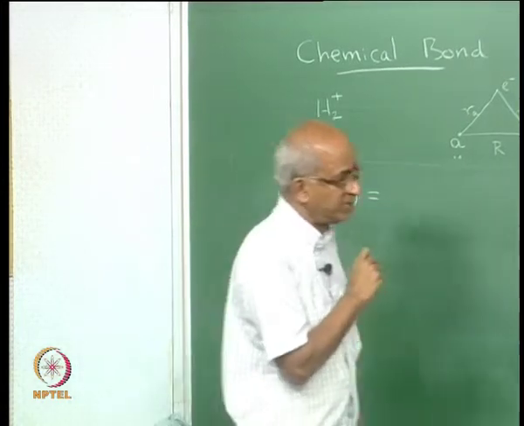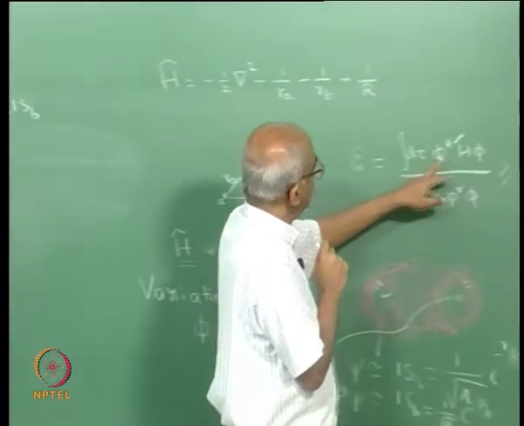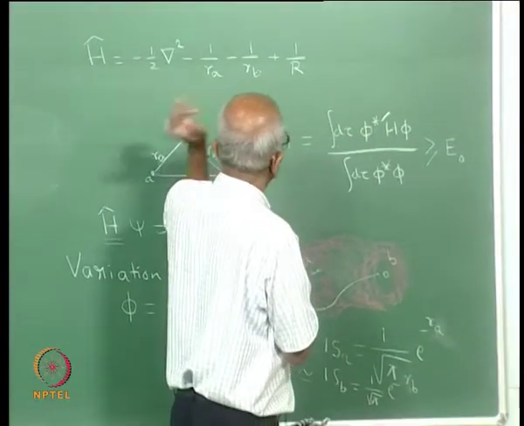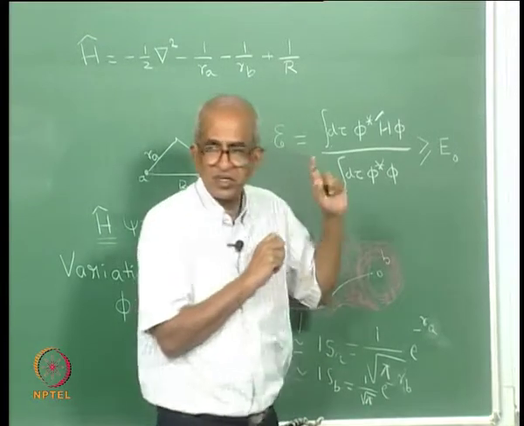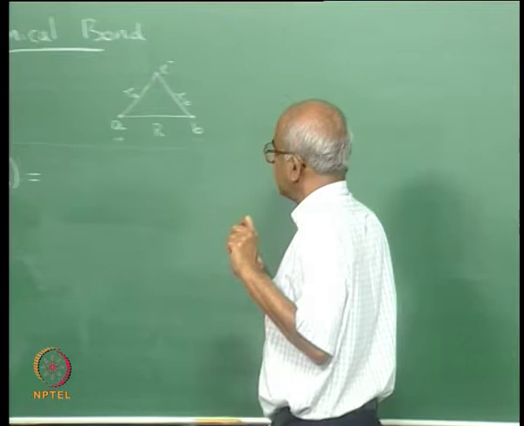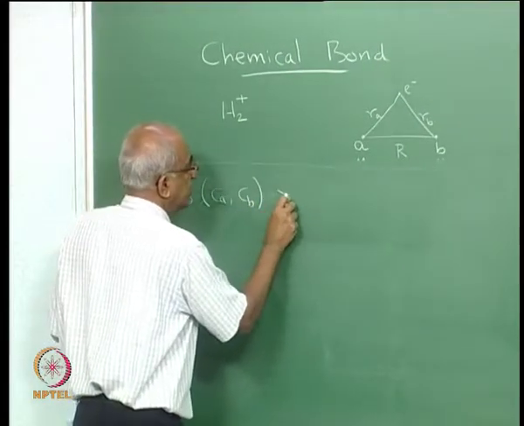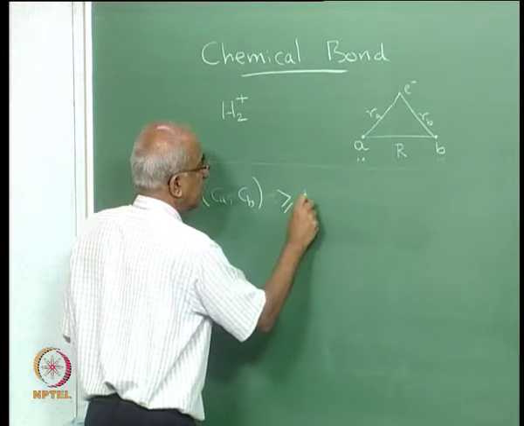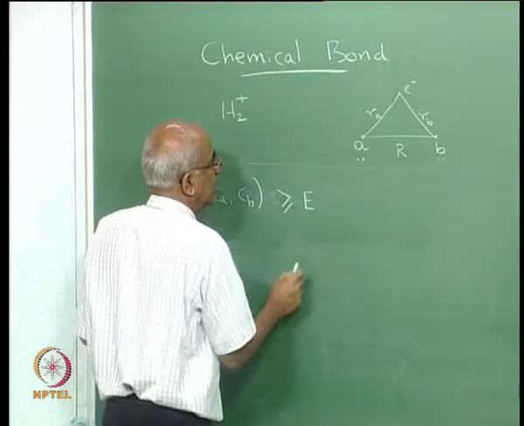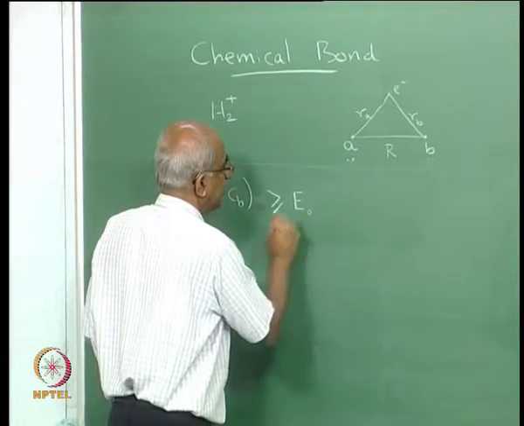The definition of script E is actually written here. So, phi is a function of Ca and Cb, and naturally script E will be dependent upon Ca and Cb. Now, our variation theorem says that for any value of Ca and Cb, this is greater than or equal to the actual ground state energy of the system. That is what the variation theorem says.